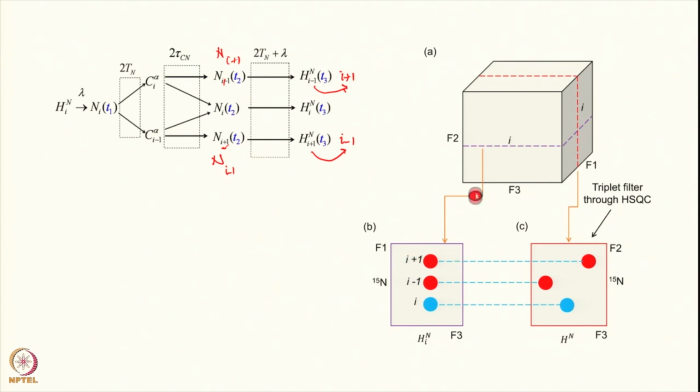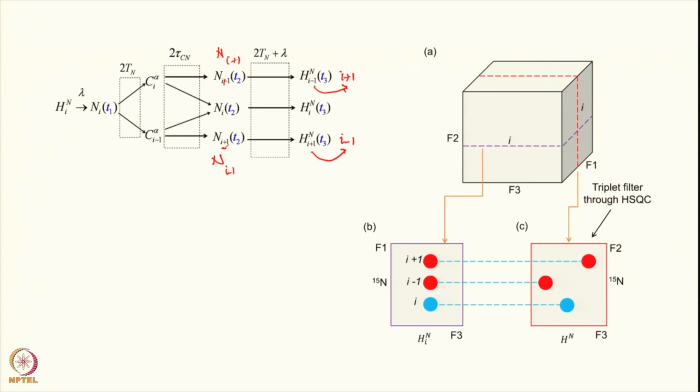And correspondingly, if I were to take an F1 cross section, that means I take a cross section through this plane at this particular chemical shift, then I will get here the F2 F3 cross section. The F2 F3 cross section has the same 3 peaks but at the respective amide proton chemical shifts. See, these are 3 different chemical shifts of the individual 3 residues, these 3 peaks. So what do you see of this? This is like a triplet filter through the HSQC.